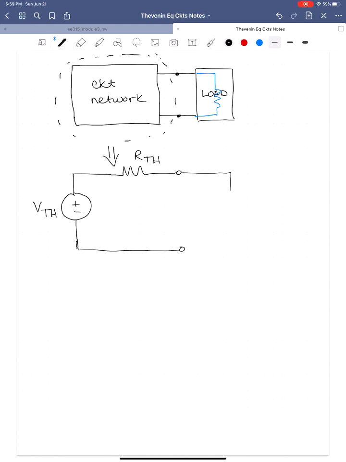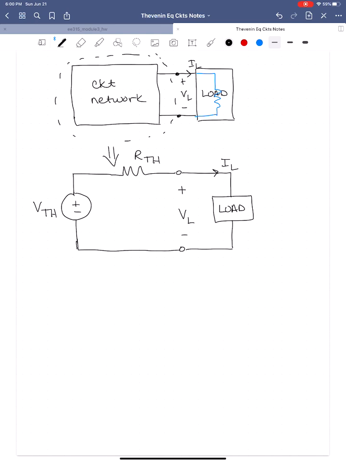And then we can connect that load back to those same 2 points. And the voltage and current associated with this load will be the same. So if we call this VL and this IL, that same voltage and current that would have been reflected with the entire circuit network attached will also be reflected on its equivalent version.